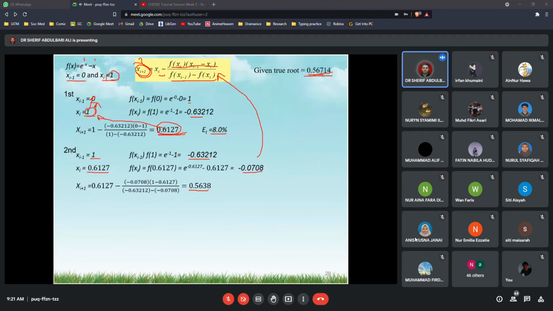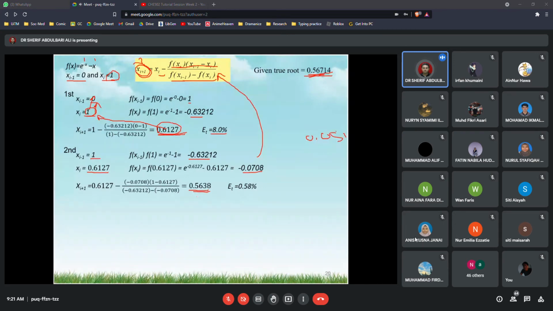So now let's calculate the error: true value minus the result over the true value. So the error is 0.58%. Still, we need to achieve an error less than 0.05%. So this means I need to iterate one more time.